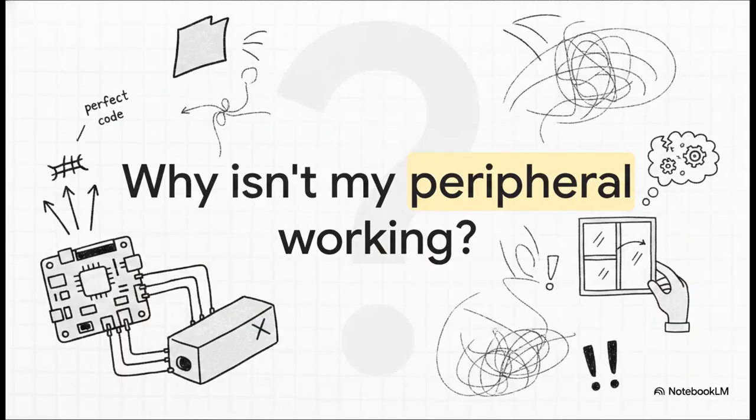Okay, let's start with a completely universal frustration. We've all been there, right? You've written absolutely perfect code. The logic is flawless, the syntax is clean, you've checked it 3 times over. But when you actually flash it to your board, your peripheral silently does absolutely nothing. No compile errors, no runtime warnings, just total silence. It's exactly the kind of invisible bug that makes you want to chuck your expensive dev board straight out the window.